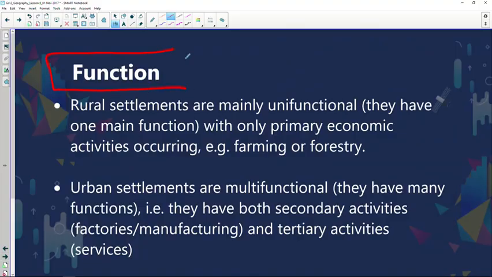Now, if you look at the next slide, there's one main function taking place in a rural settlement, and that's mainly primary economic activities. If we look at the three economic activities: primary, secondary, and tertiary. I'm going to give you three examples that you need to keep in mind. Fishing is a primary activity, so it happens in a small little village next to the coastline. Mining is a primary activity, for instance, mining for gold or platinum.